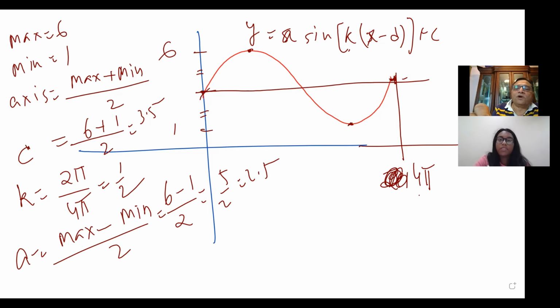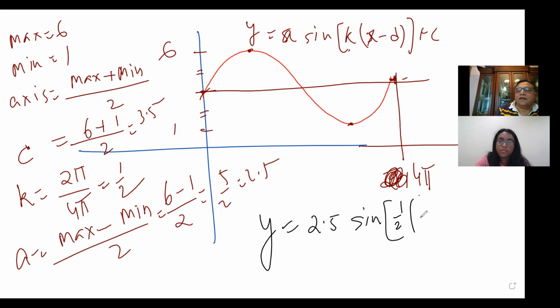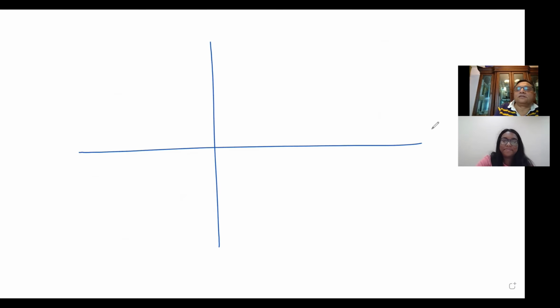And therefore, what is the equation? y equals the amplitude 2.5 sine of the K value, which is half, correct? x minus nothing, so let me write x. And plus C, which is 1. Do you see how easily we got the equation? Done. Another equation for you. So this is how easy it is.